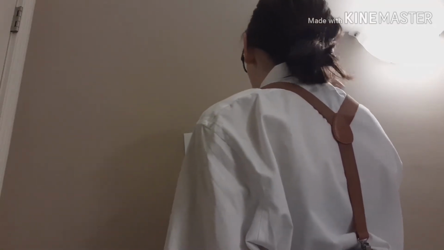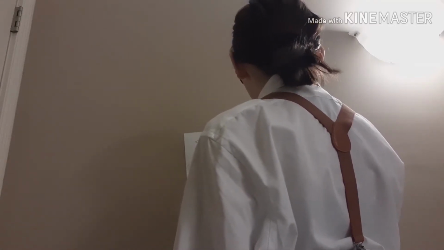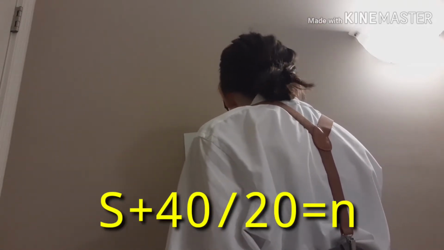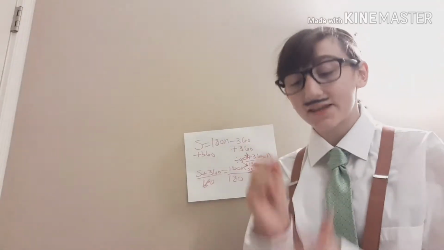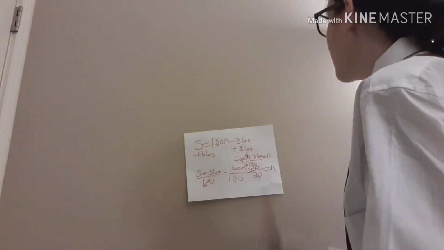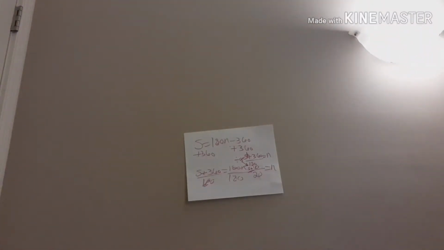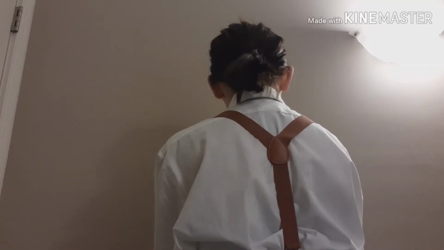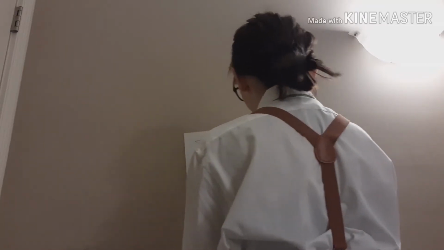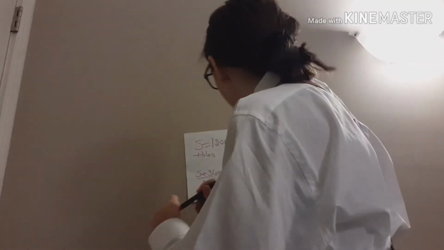then we should have 20 over 40 over 20. So then we have s plus 40 over 20 equals n. And we can even divide that further by dividing it by 20, which we would then get s plus 2 over 1, but that's a little too simple if you ask me.